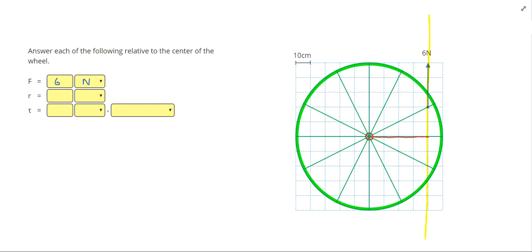In this case my radius was 10, 20, 30, 40 centimeters. Again, remember that scale, every one of these boxes represents 10 centimeters. That'll be consistent throughout this lesson. That gives me a torque of 6 times 40, or 240 Newton centimeters. This time we're pulling upwards on the right side. Since we're pulling upwards on the right side, that'll cause our wheel to spin this way, which is the counterclockwise direction.